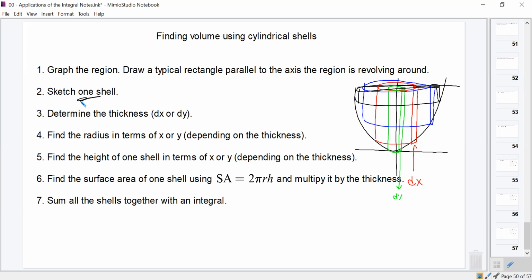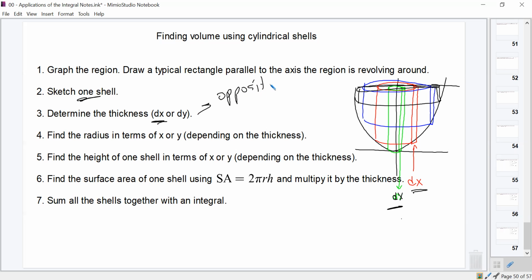We've determined our thickness here. Each of these is going to be a thickness of dx, which is going to allow us to do this problem in terms of x, which is very different than if we tried to do it using disks. If we did this using disks, we could do it, but we'd do it in terms of y. This will allow us to do it in terms of x. So that's the cool thing about cylindrical shells, is they'll always end up being in the opposite variable as if you were doing disks and washers. And we'll put that in here.